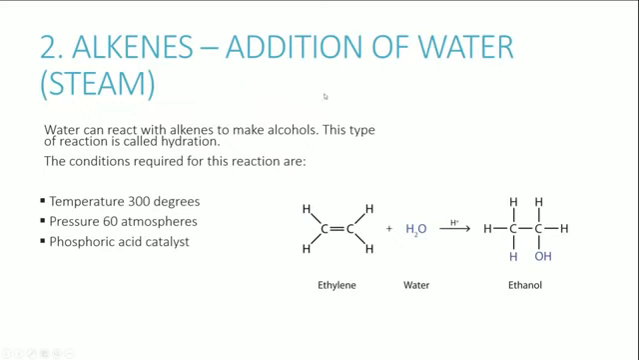The last one is the addition of water, and water can react with alkenes to make alcohols. This type of reaction is called hydration simply because you're adding water to something. The conditions required for this reaction would be a temperature of around 300 degrees, a pressure of around 60 atmospheres, and a phosphoric acid catalyst. And so what you get would be ethene again, and you've got water, and what actually happens, of course, is the carbon-carbon double bond breaks apart, and you have the water breaking apart into the OH group and the H group, and each of them adds on to the carbon respectively.